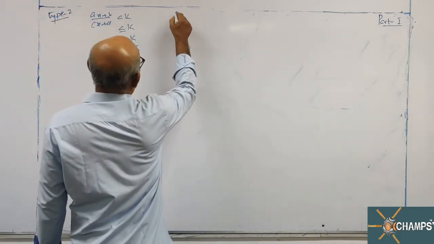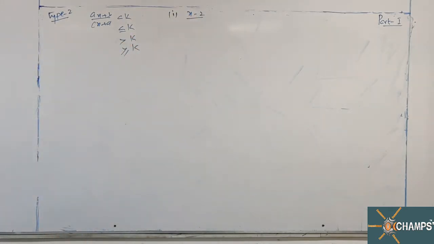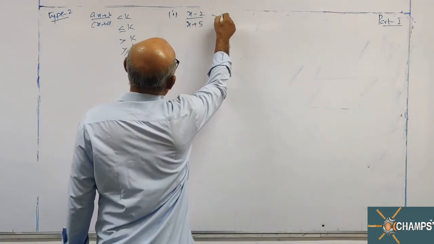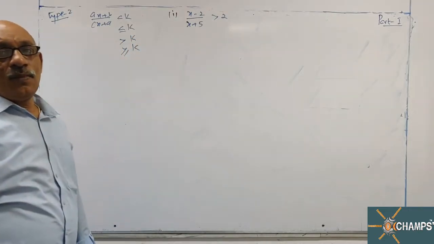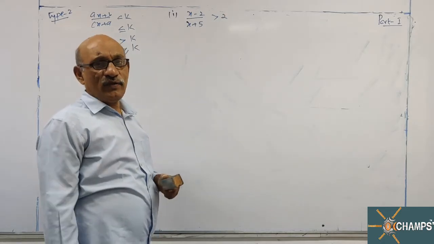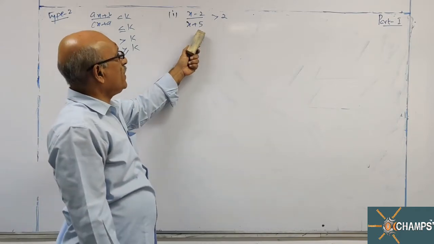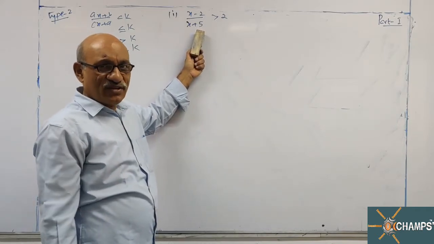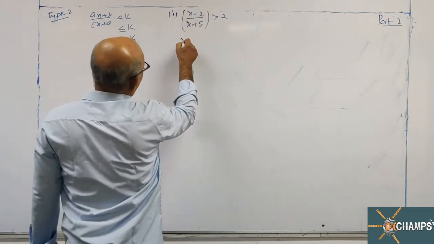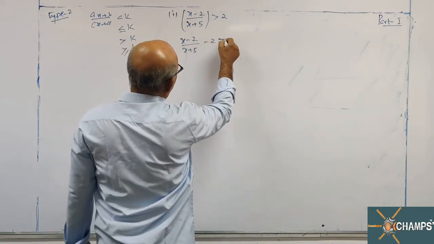Look at the question. x minus 2 by x plus 5 is greater than 2. Now sir, here you cannot take x plus 5 to the right hand side because we don't know the value of x. It may be a positive value or a negative value. So you cannot solve this problem like previous time. When the given problem is of this type, then this is the standard procedure we have. x minus 2 by x plus 5 minus 2 greater than 0.